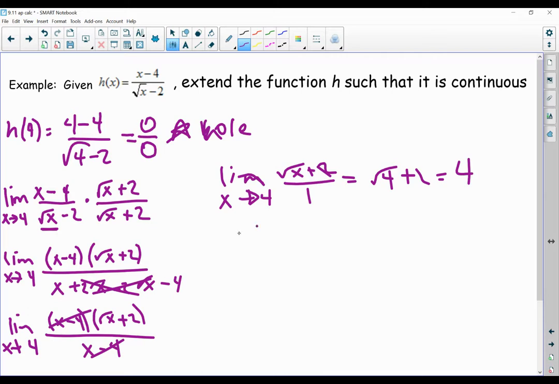So I'm going to extend this function by making it a piecewise function. I have my original function when x doesn't equal 4. And then I'm going to add the point where the intended height was. So if my intended height is 4, I'm going to add a point with a height of 4 at x equals 4. I have now extended my function, and I've made that function continuous.